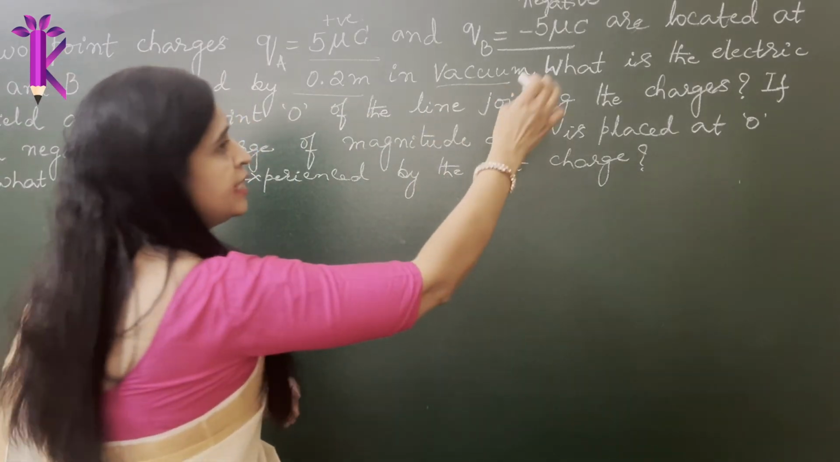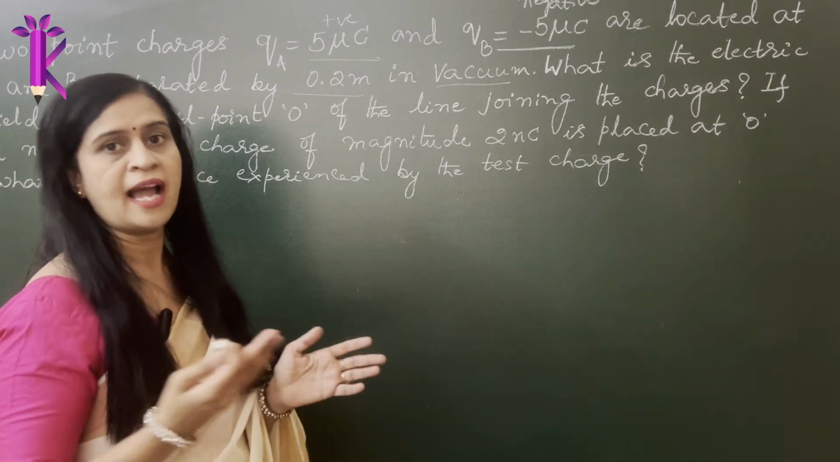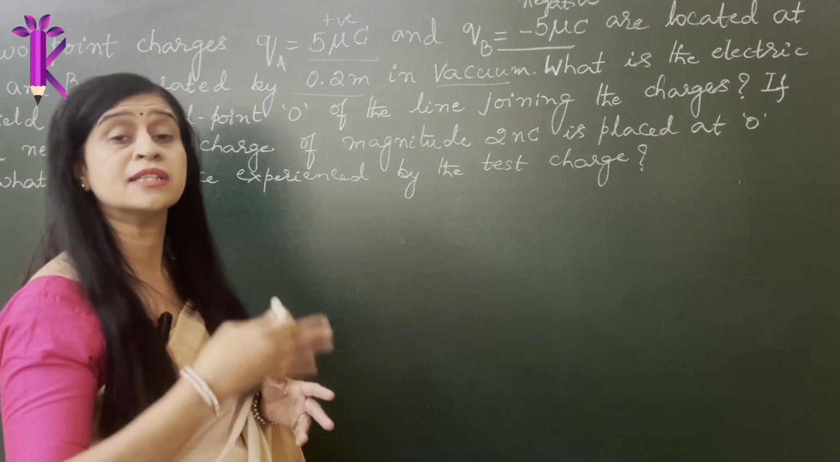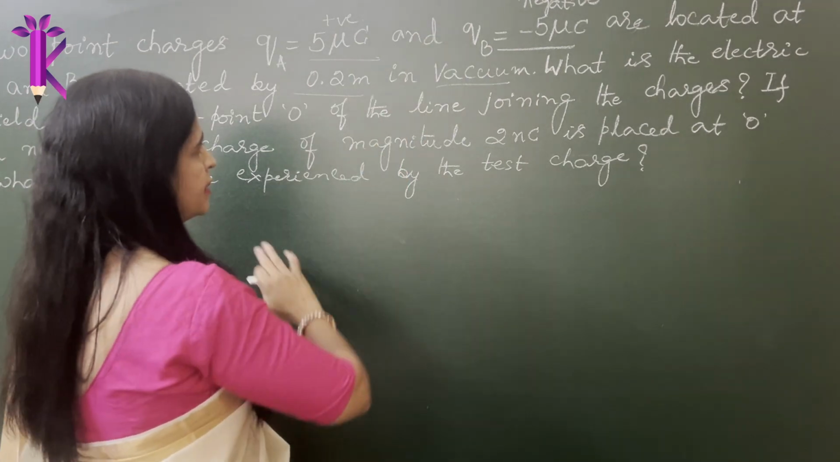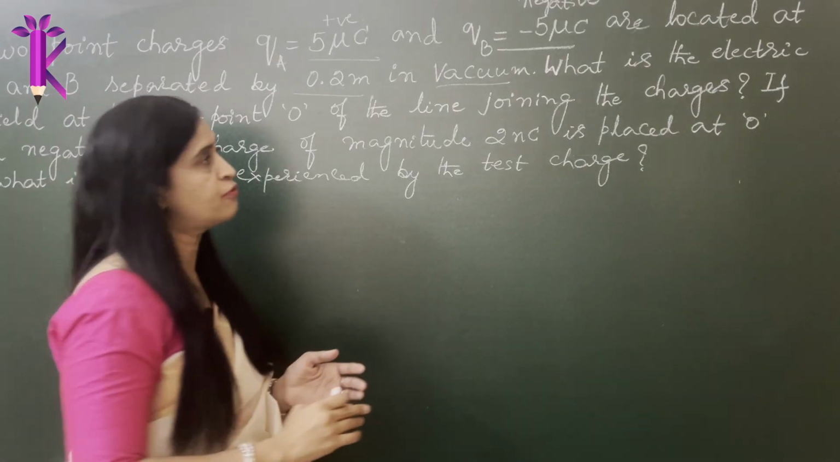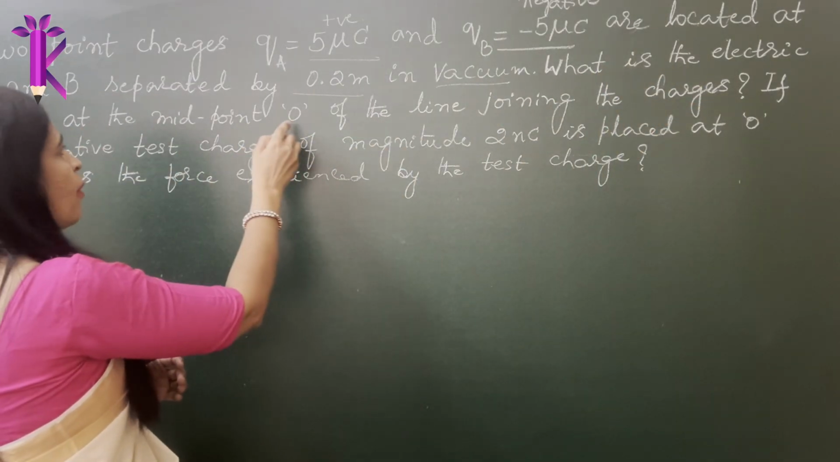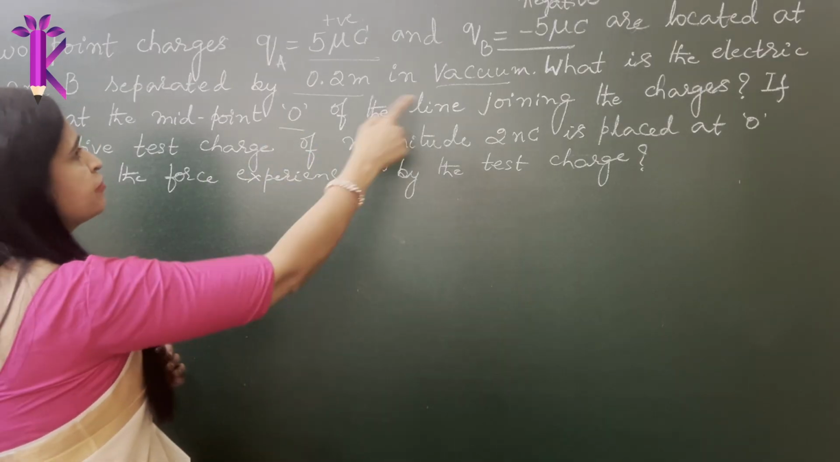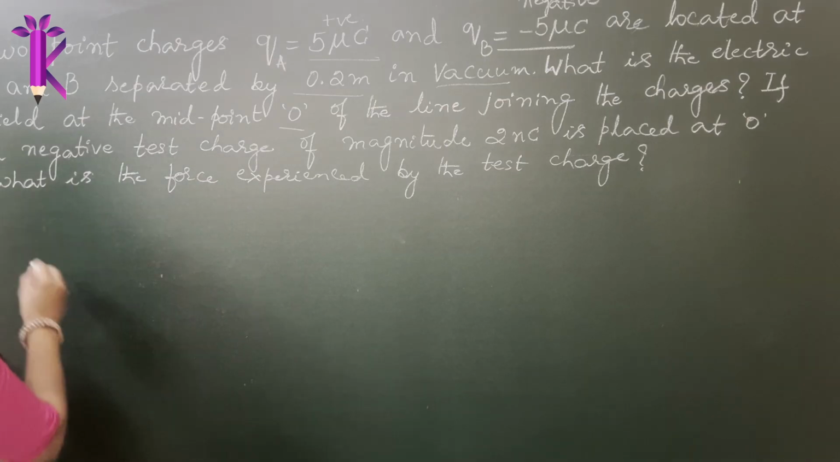They are separated by a distance of 0.2 meter in vacuum. In vacuum, it specifically tells us the permittivity of the medium is epsilon naught, and we know the value of epsilon naught, and also 1 by 4 pi epsilon naught. So this makes our job easy. Now what are you supposed to find? You are supposed to figure out the electric field at the midpoint O of the line joining the two charges.